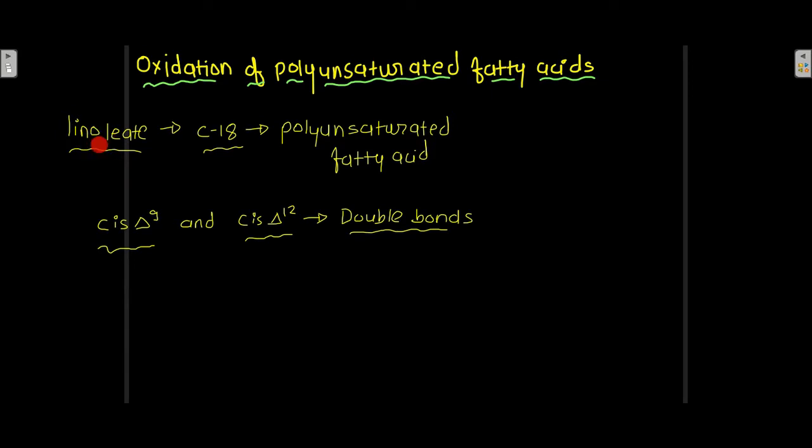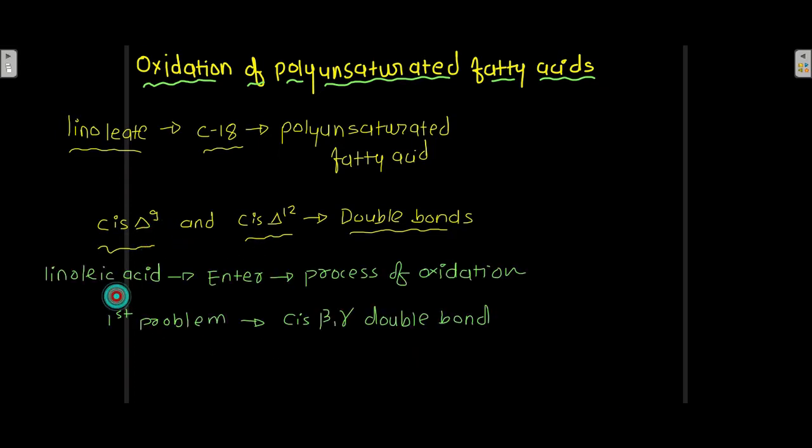Linoleate is a polyunsaturated fatty acid which contains 18 carbons and it has these two double bonds, cis delta 9 and cis delta 12. Now when this linoleic acid enters the process of oxidation, then the first problem is this cis beta gamma double bond. This is the first problem when it enters the process of oxidation.